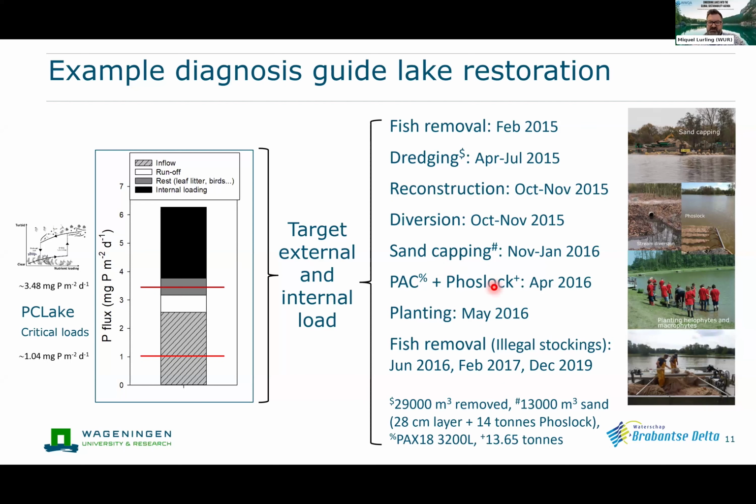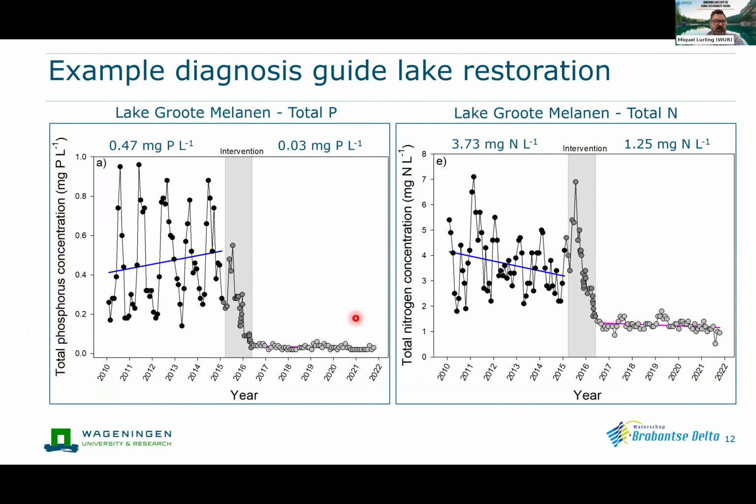An additional intervention measure was implemented to reduce the phosphates that were still present in the water column, and with the help of school kids, helophytes and macrophytes were planted in May 2016. And some additional fish removals took place because of illegal stockings that happened, despite agreements with the local angling society. But not all fishermen are members of the society, and not all are happy with the removal of especially carp.